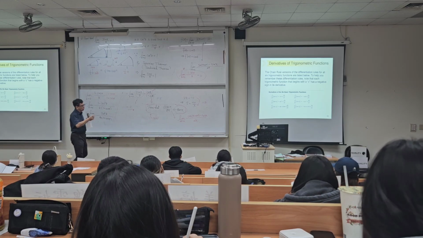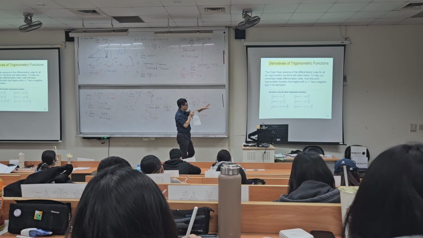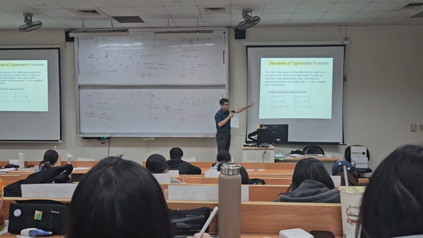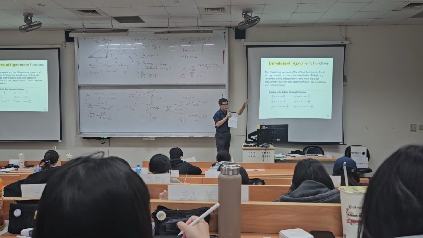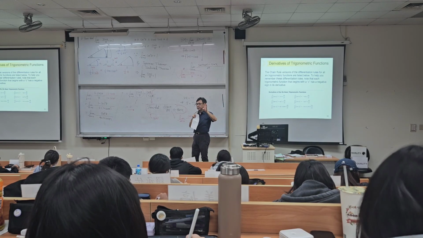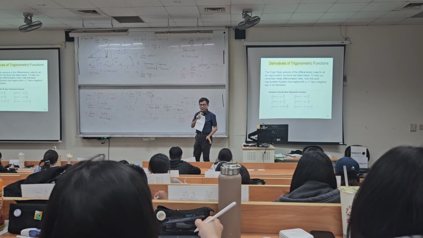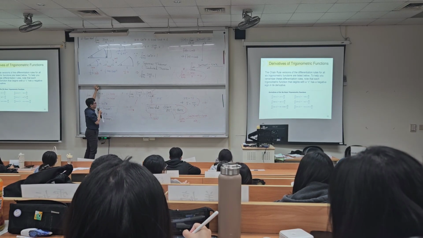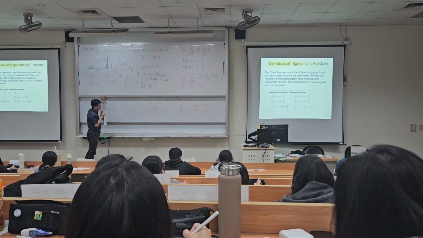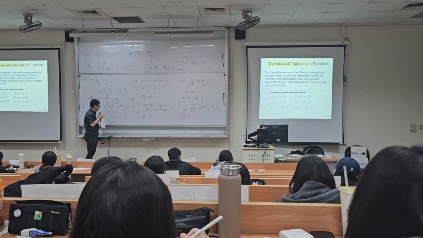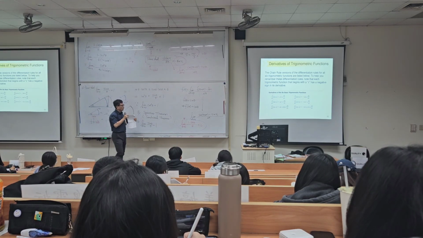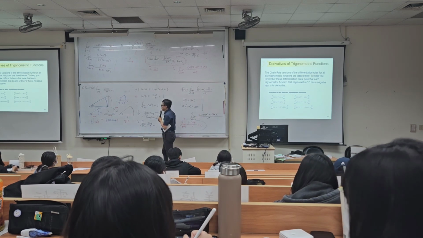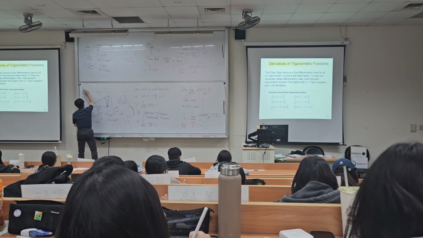Now we're going to go through the derivatives for the basic trigonometric functions. For these 6 basic trigonometric functions, we know the derivative of sine is cosine and the derivative of cosine is minus sine. Using these two we can find the remaining 4, in case you forget. Okay, now we're going to show that the derivative of tangent is secant squared, okay?